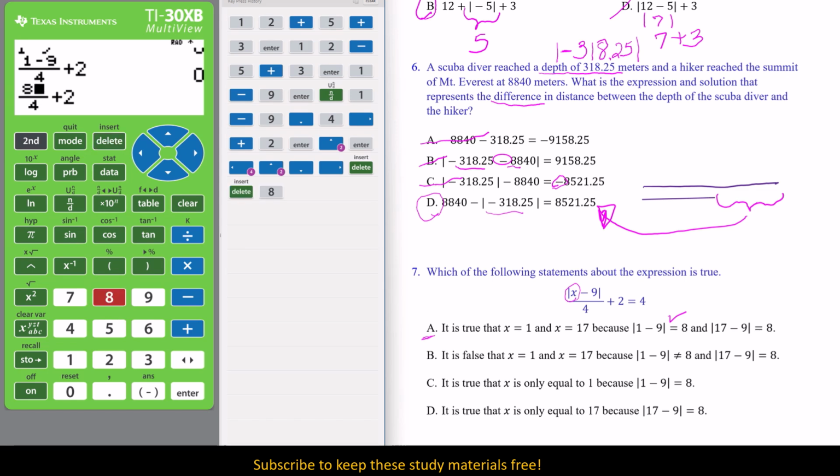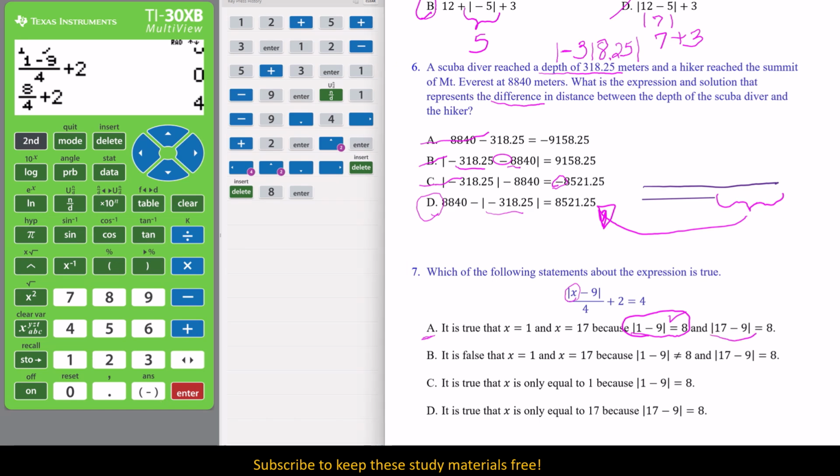Because remember, our calculator does not have the ability to give us that absolute value. Now let's push enter. And it's 4. Okay, there we go. And 17 minus 9 is also equal to 8. Therefore, this would be true.